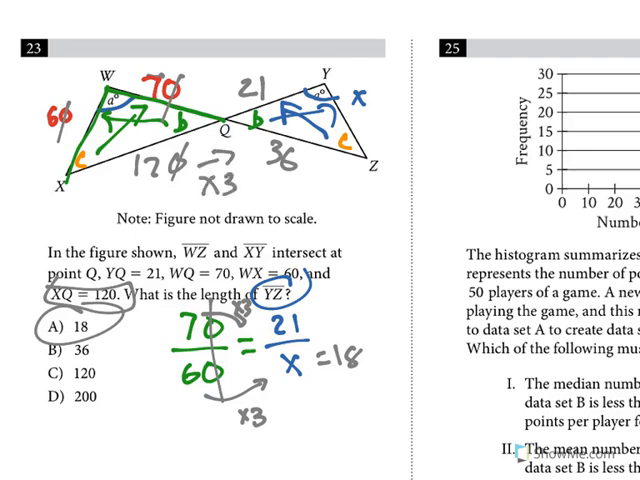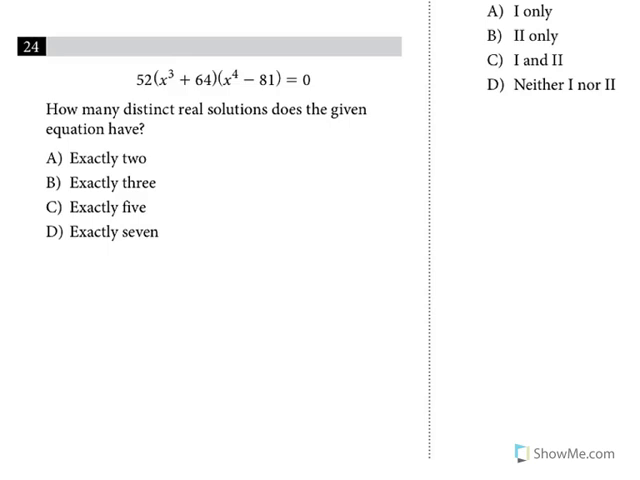So 3 times 6 means this would be 18. 3 times 7 is 21. 3 times 12 is 30. So this was like extraneous information. I didn't even notice that we had it, to be honest.